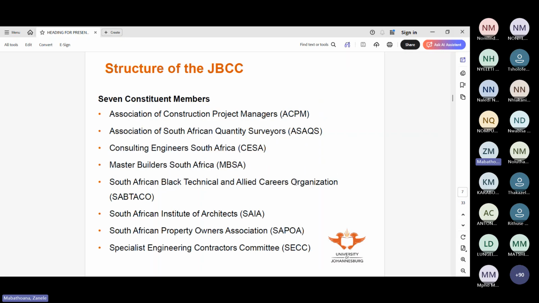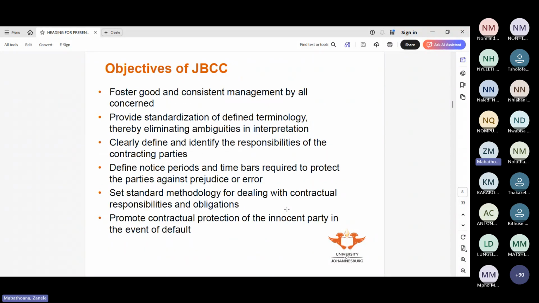So the constituent members of the JBCC: you have the ACPM, Association of Construction Project Managers; the Association of South African Quantity Surveyors; CESA, Consulting Engineers South Africa; Master Builders South Africa; the South African Black Technical and Allied Careers Organization, which is SAPTACO; you have the Institute of Architects; the Property Owners Association; and SEC, which is the Specialist Engineering Contractors Committee. So those are the constituent members.